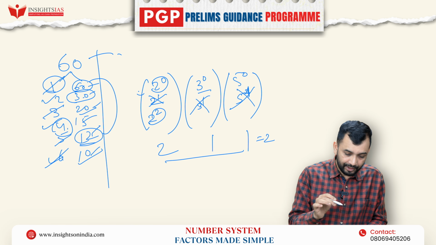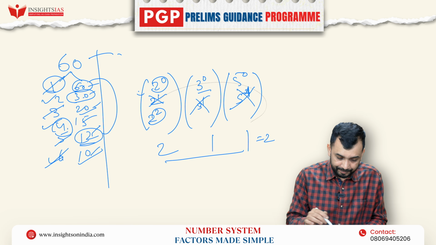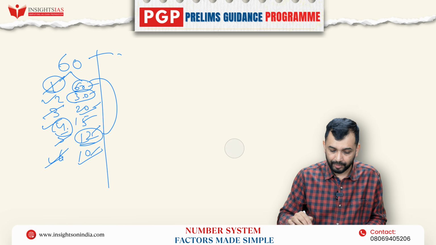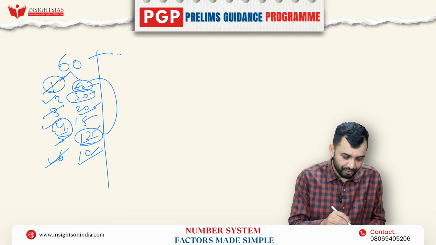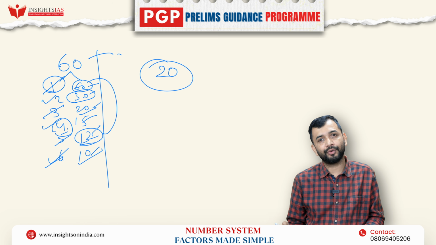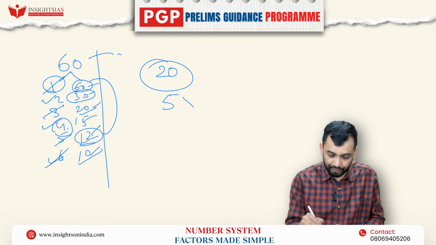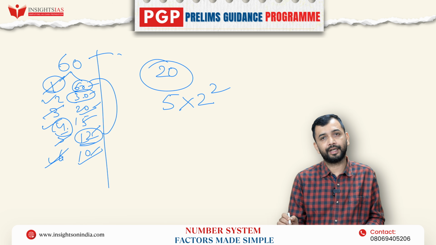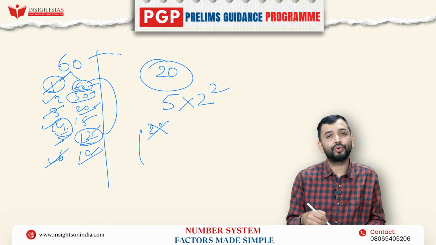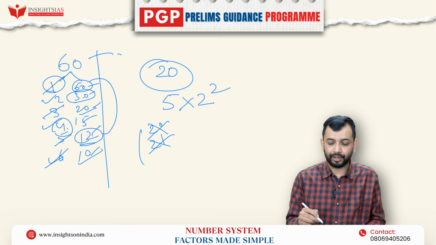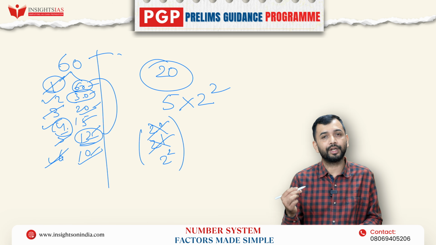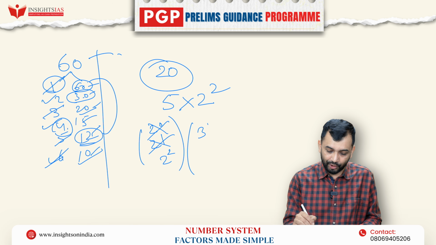Finally, if they are asking how many numbers are multiple of 20, what should you get? You should have one 5 and 2 squared, that is 4. In 2 to the power of 0, you cannot do it, because there is no 2 squared here. 2 to the power of 1, you cannot consider, because minimum 2 2s you need. 2 squared, only that you can consider. With respect to 3, it does not matter.